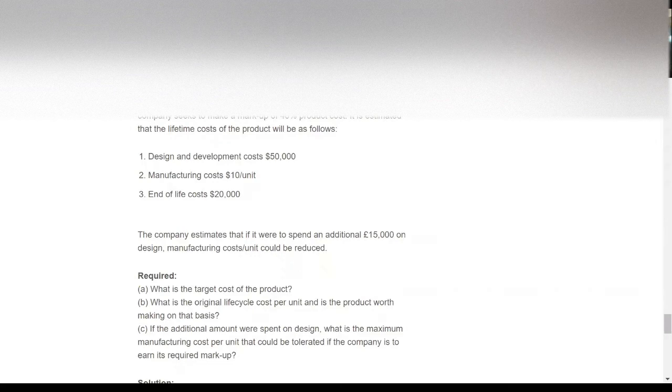It is estimated that the lifetime cost of the product will be as follows. In the development phase, the cost is expected to be 50,000. During the production phase, we have the manufacturing cost identified as $10 per unit. And in the decline phase, decommissioning and disposal incur a cost of 20,000. There is some additional information also given, which says that the company estimates that if it were to spend an additional 15,000 on design, manufacturing cost per unit could be reduced. So as an additional spend, we can reduce our manufacturing cost.